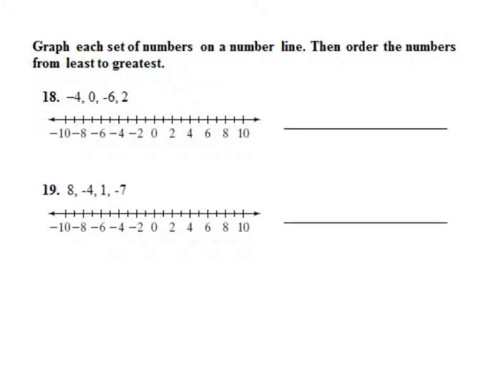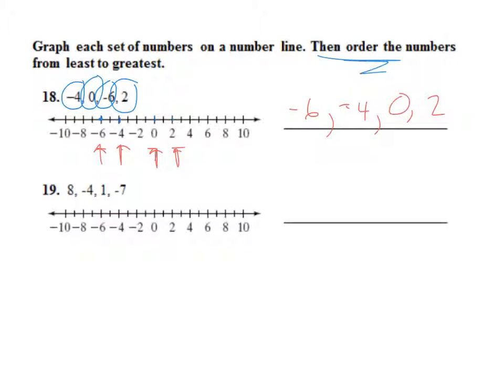Graph each set of numbers on a number line, then order them from least to greatest. So -6 goes on the left-hand side of 0, so -6 is right here. -4 is right here. 0 is at 0. 2 is right here at 2. So now you need to take these numbers from least to greatest. So you write them from left to right. The first number from left to right is -6, comma. The next one is -4, comma. The next one is 0, comma. And the last one is 2.